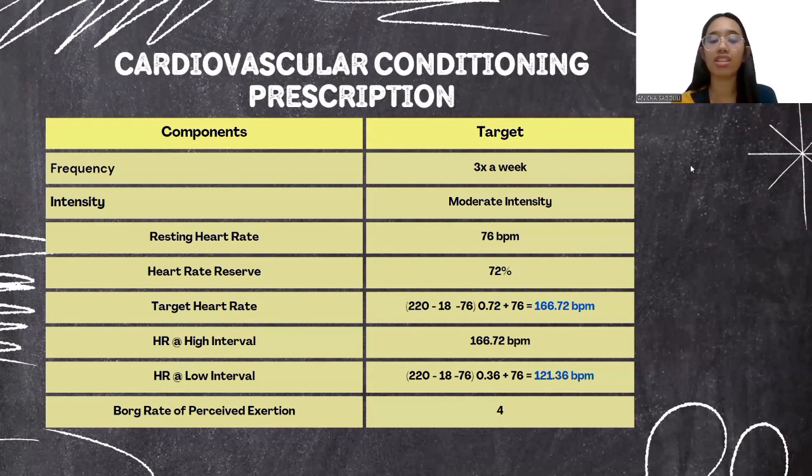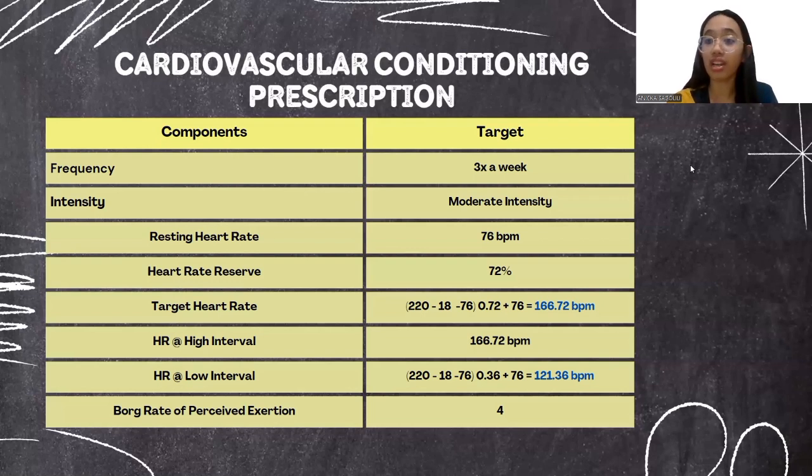Now let's proceed to resting heart rate. My resting heart rate is 76 beats per minute, while my target heart rate reserve is 72%. 72% is in the range of moderate intensity from the percentage of maximal heart rate, and in the category of moderate intensity, the range is 60 to 80%. That's why I chose 72% as my heart rate reserve.